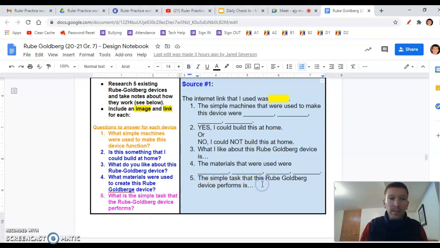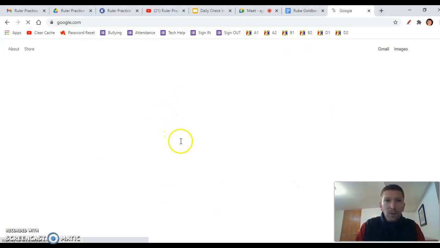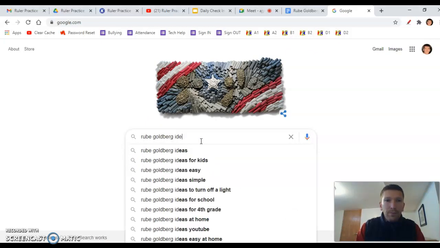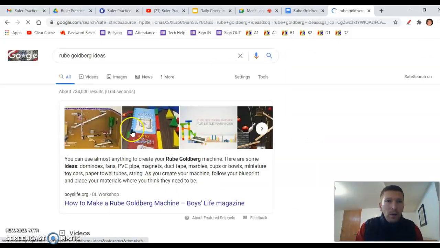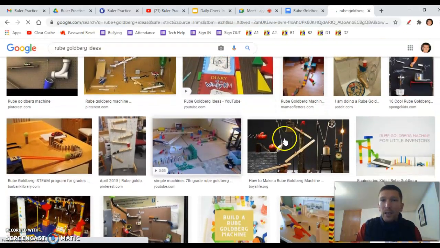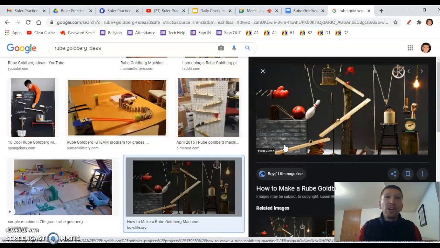I'm going to do one sample, looking up a source with you. First I can try Google searching Rube Goldberg ideas. When I do this, if I click on images, I'm going to see some ideas here, which is great. The only thing is, when you're looking at pictures with Rube Goldberg, you have to kind of figure it out on your own.